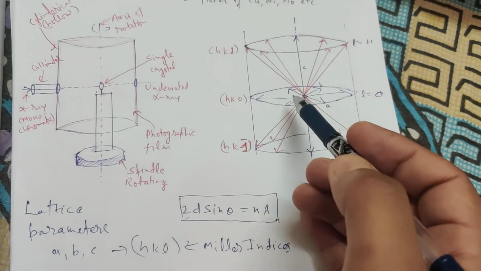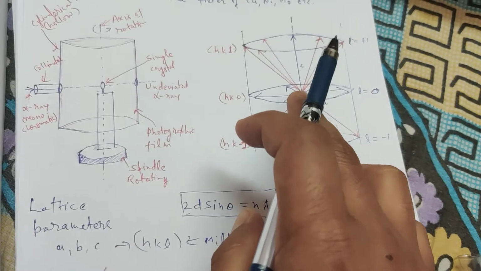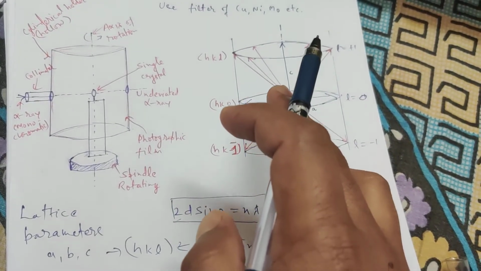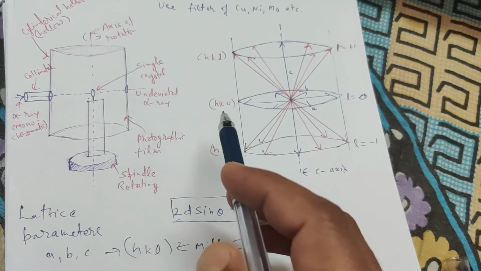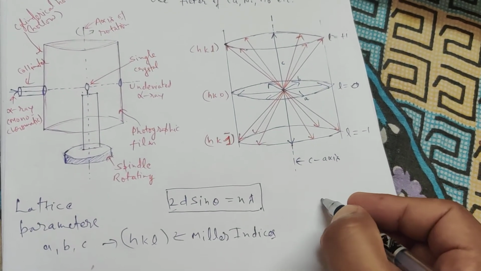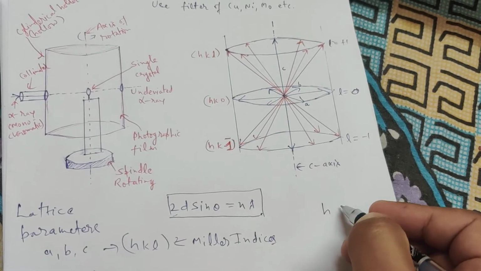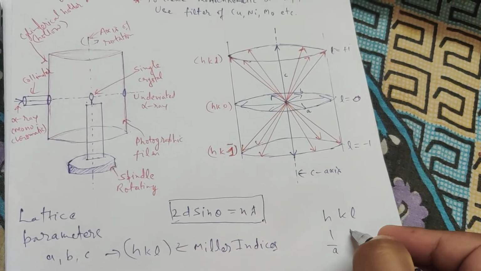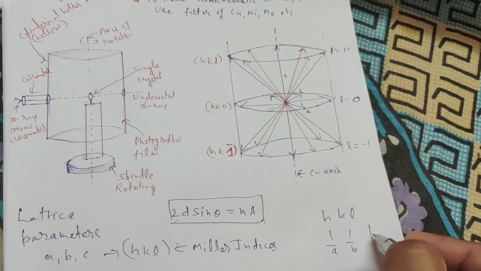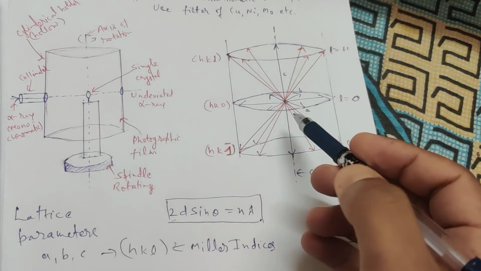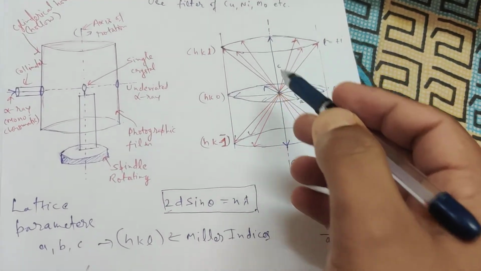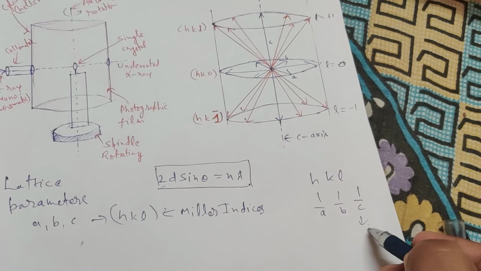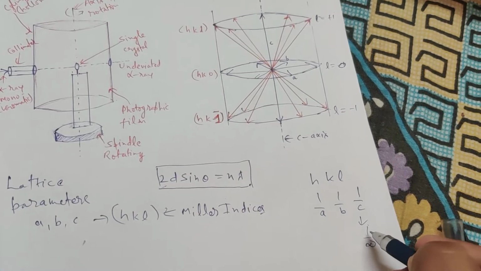Because this is parallel, it is not intersecting this axis, which means it will intersect at infinity. So there it will be 0, because hkl is given by h = 1/a, k = 1/b, and l = 1/c. So c is parallel, it is intersecting at infinity, therefore it will be 1 by infinity, so this will be 0.